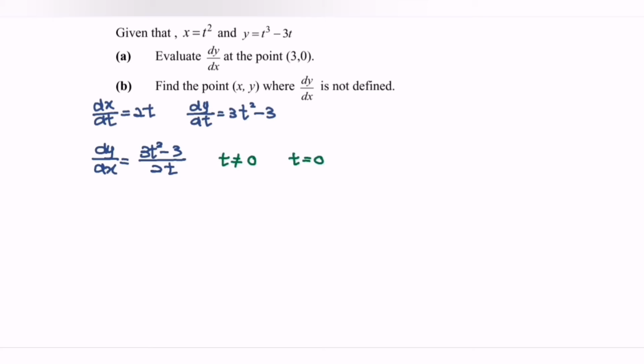If t equals 0, the value of x will be equal to 0. If t equals 0, then the value for y is also equal to 0. So what is the point where dy/dx is not defined? The answer is the origin.